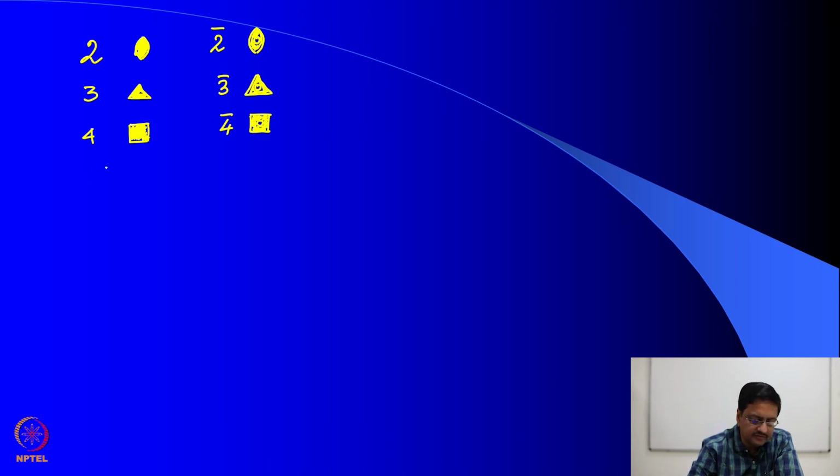And the next symmetry element is 6. It is drawn as a hexagon like benzene, and the corresponding 6 bar is a hexagon with a center open circle. So, as I said, these are rotational axes of symmetry.